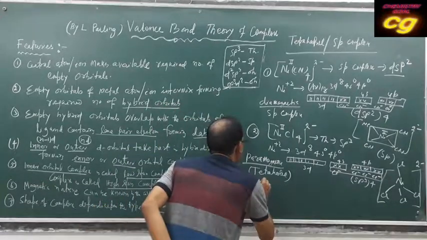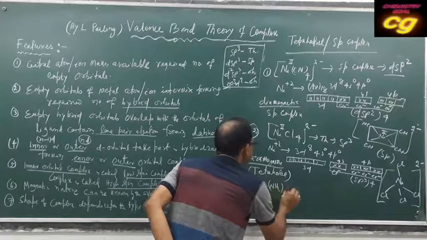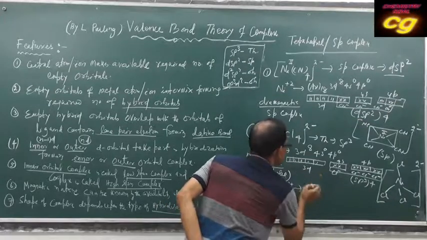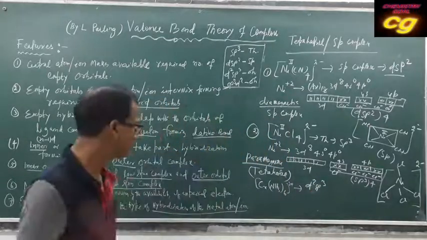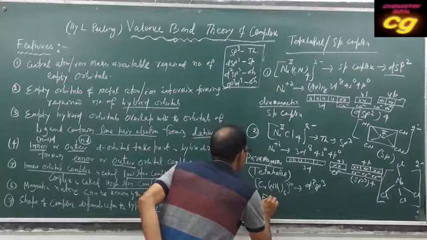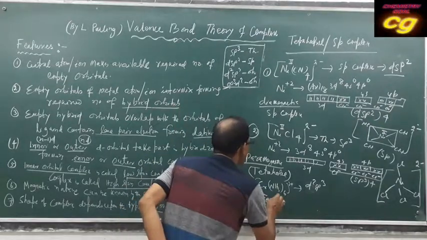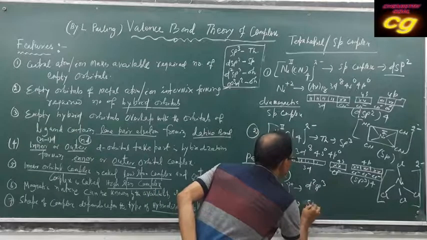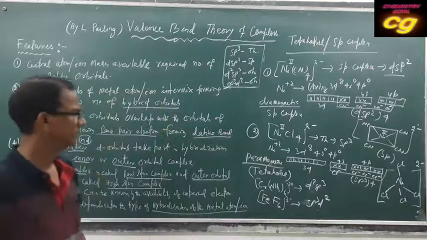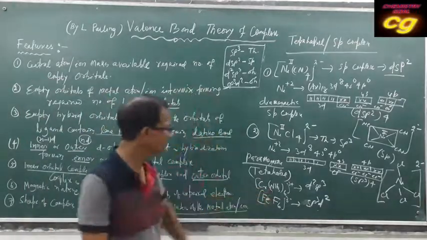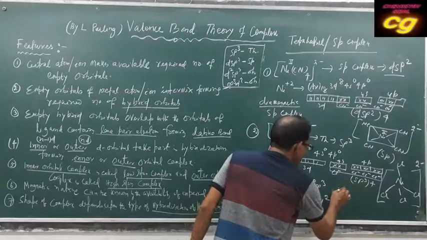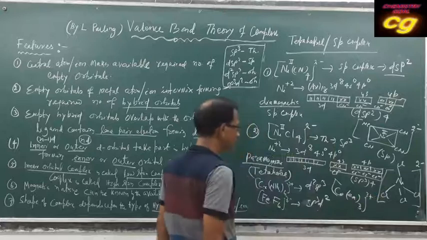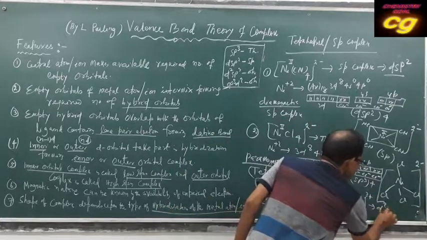Chromium with 6 ammonia, with this charge, is d2sp3, inner orbital. Okay, iron, [FeF6]3-, that is sp3d2. So many examples are there, so a chromium complex like this. If you take cobalt [Co(en)3], this is an inner orbital complex, that is d2sp3.